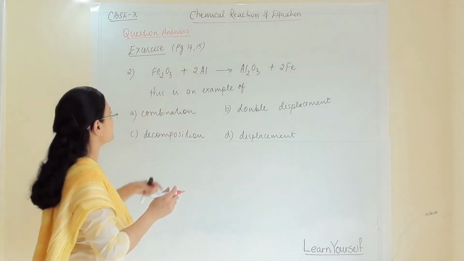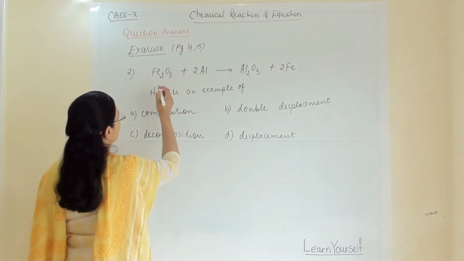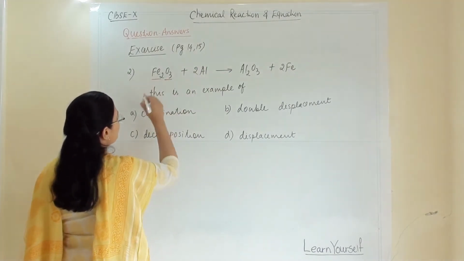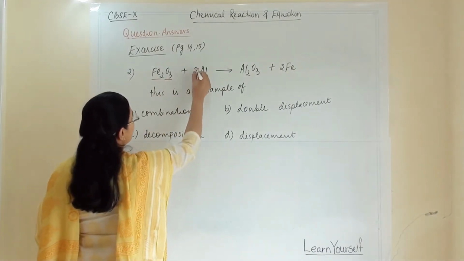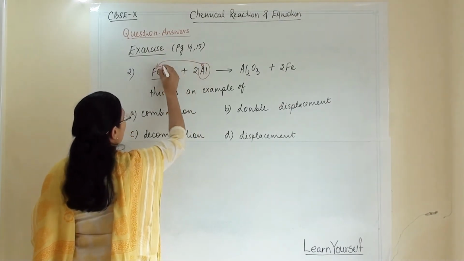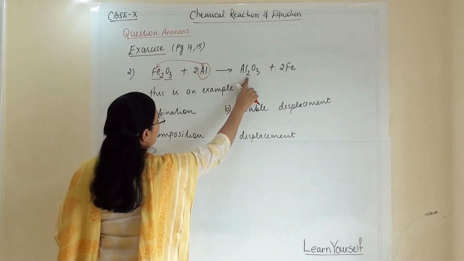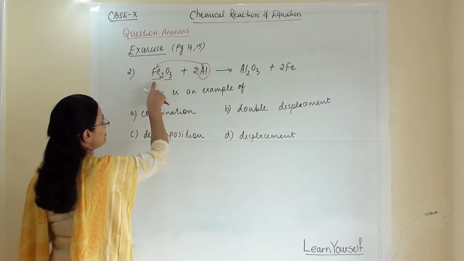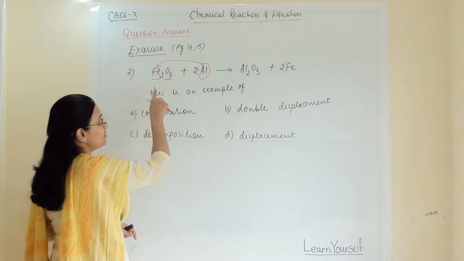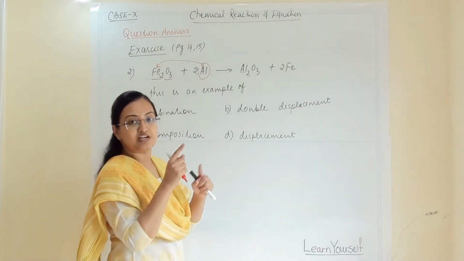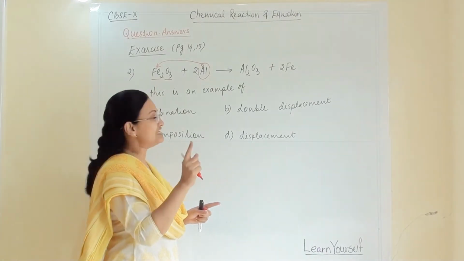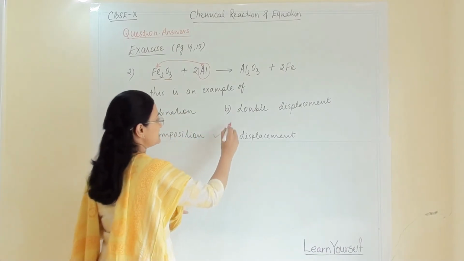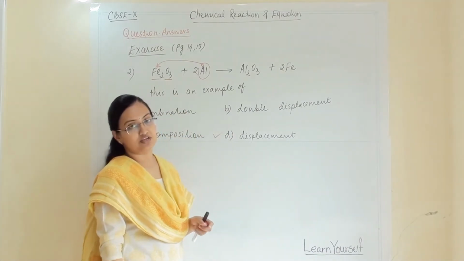So let us first see what is happening in the reaction. Fe2O3 was there and now Al is taking the place of Fe and it is becoming Al2O3 and Fe. So can I say that Al has displaced Fe from this? And how many displacements are happening? Only one displacement is happening. So this is a displacement reaction.